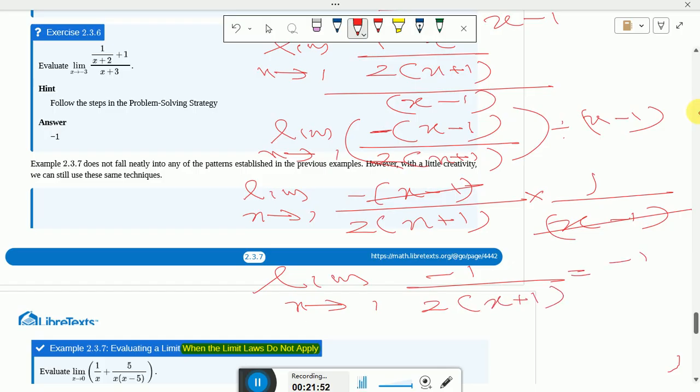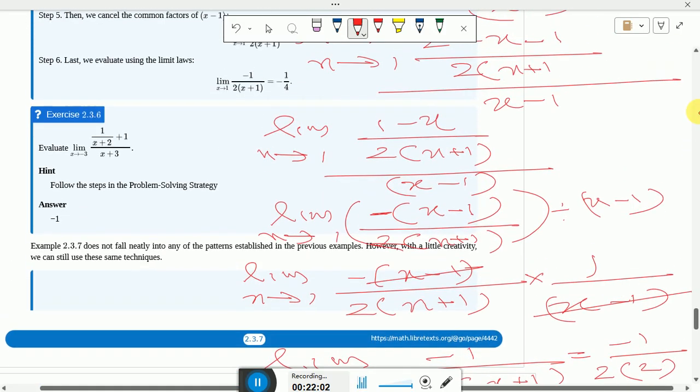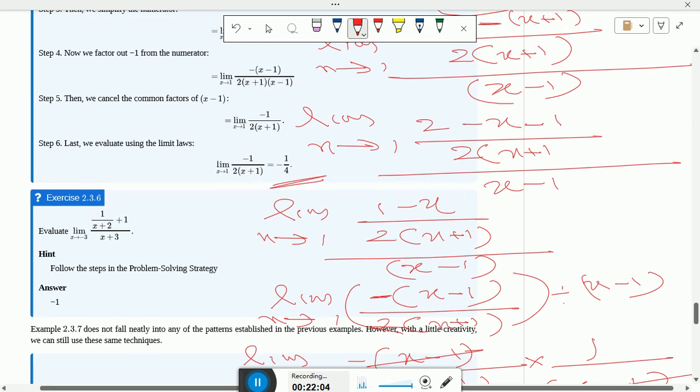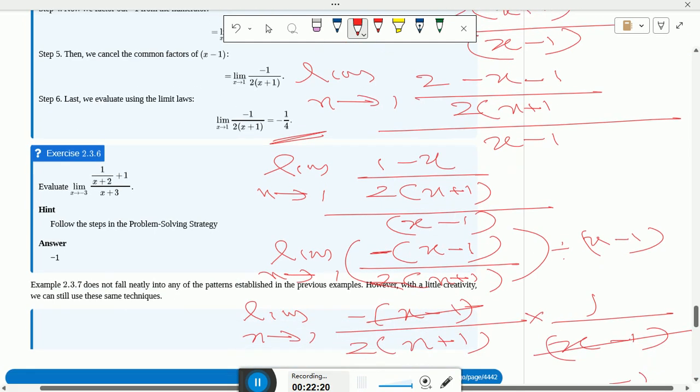So now minus 1 over, if I directly apply now, 2 into, if I put 1 for x, 1 plus 1, 2. So minus 1 over 2 into 2, 4. Minus 1 over 4 is the answer for this question. Minus 1 over 4. This is how we can find out the limit values in the third technique, right? If you have a complex equation, rather than directly apply, you can simplify the equation, try to remove some elements. After that we can apply the limit, right?